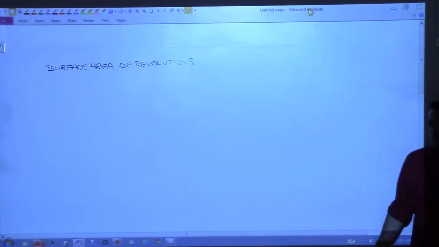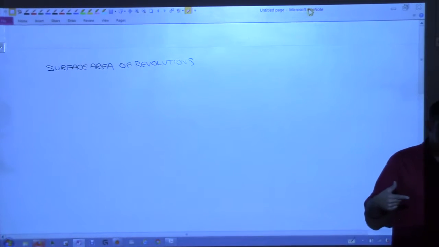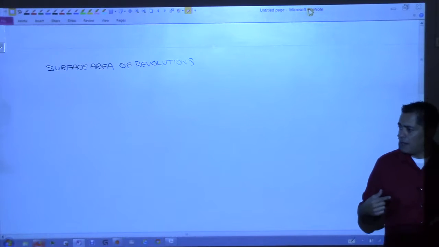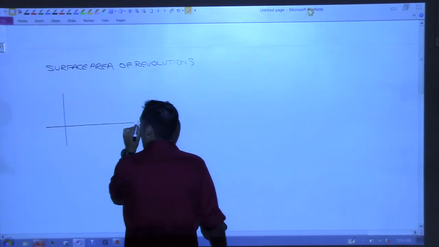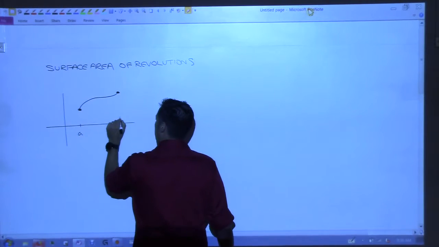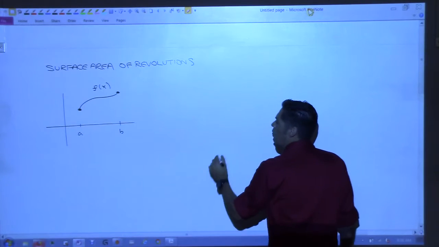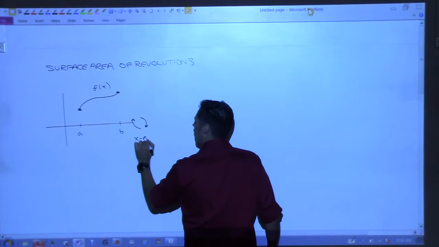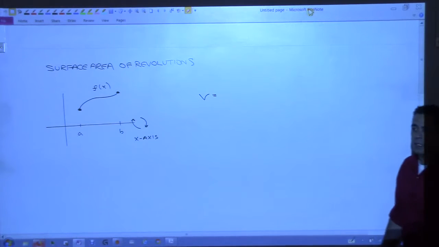Because surface area is a very general idea, but we're actually going to go back to what we had done before. Remember when we were taking functions and wrapping them around different axes? We were finding the volumes, weren't we? So we've already looked at if we have some function between a and b, some function of x here, that if we want to find the volume, if we wrap it around the x-axis, okay?